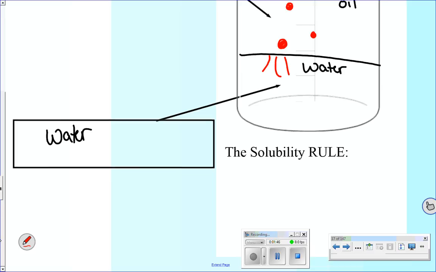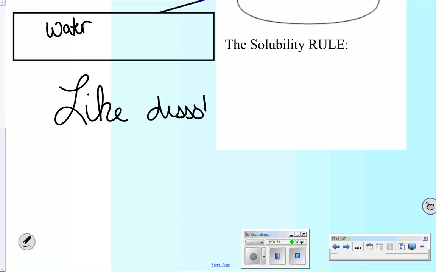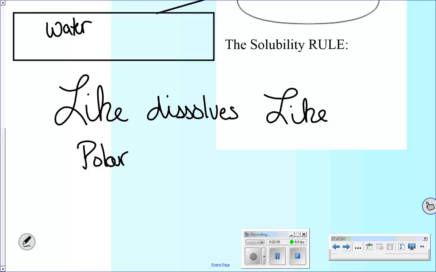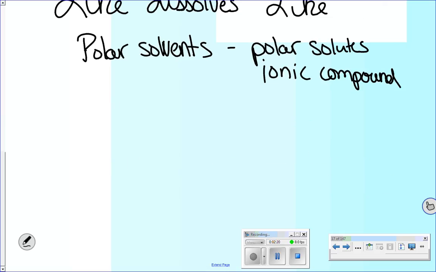Our solubility rule that is extremely important is like dissolves like. And this means that polar solvents, water for example, are going to dissolve polar solutes and ionic compounds, because those are things with charges, or with charged regions at least.